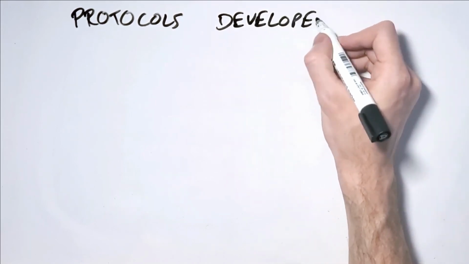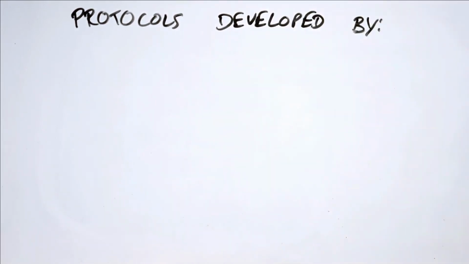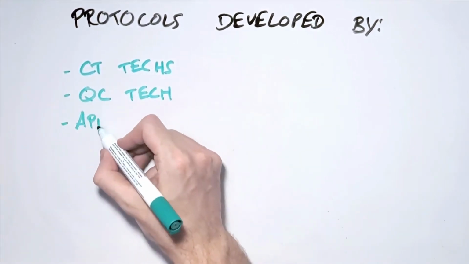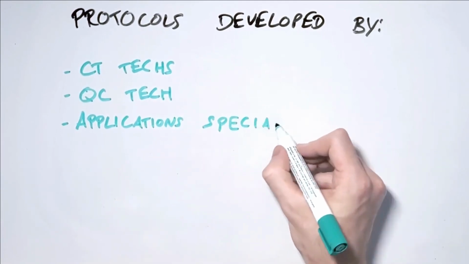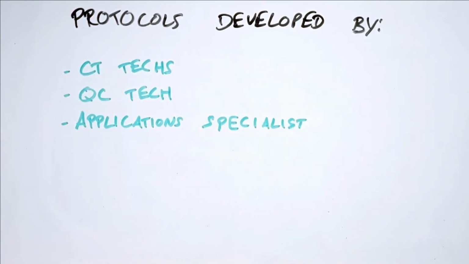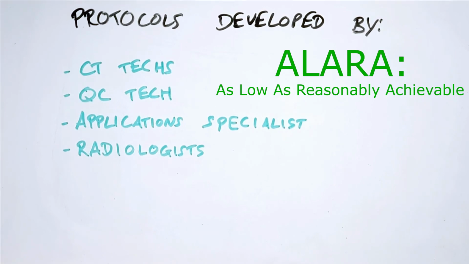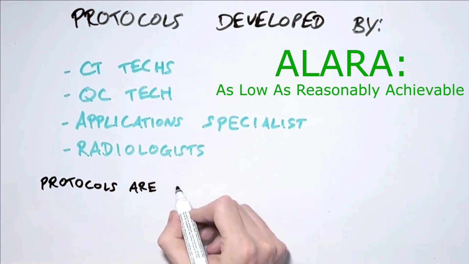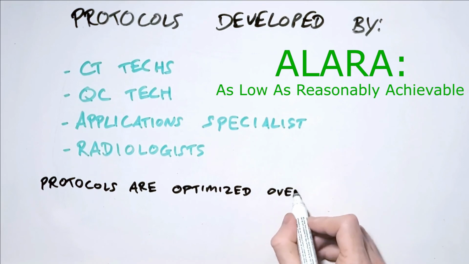When you're developing CT protocols, it's generally a collaborative effort between the CT techs, maybe a QC tech, an application specialist who is an employee of the vendor, so Siemens, Philips, Canon, GE, and so on, and they'll be an expert in that particular machine, and of course the radiologists. With regard to dose, we are always optimizing to abide by the ALARA principle, meaning as low as reasonably achievable. And ultimately, the radiologists are going to have the final say on the level of noise that is considered reasonable without affecting the diagnostic ability of the scan.